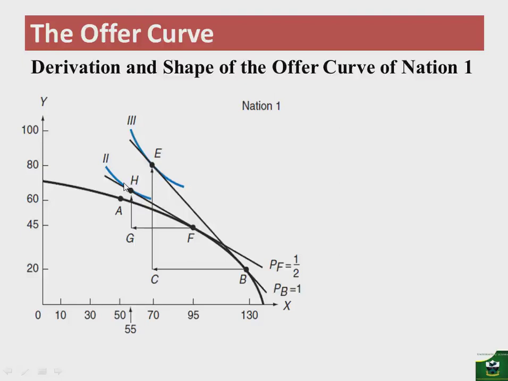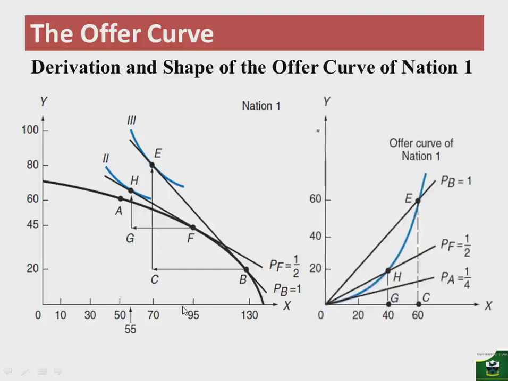Now, let's look at how this illustration affects the shape of the offer curve. Consider the right panel here, where we have the offer curve. When the nation is in autarky at point A, Nation 1 is exporting 0 units of commodity X. And therefore, we see that Nation 1 will be at the corner here when it's in autarky. That's 0 import, 0 export.